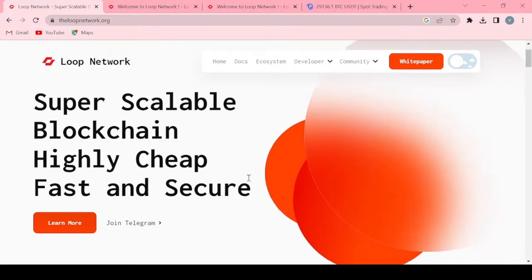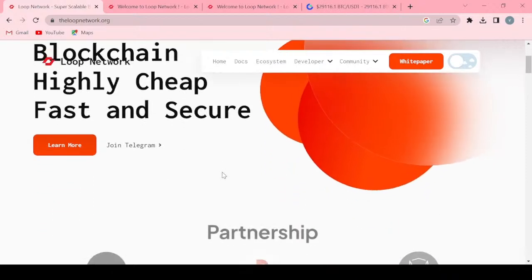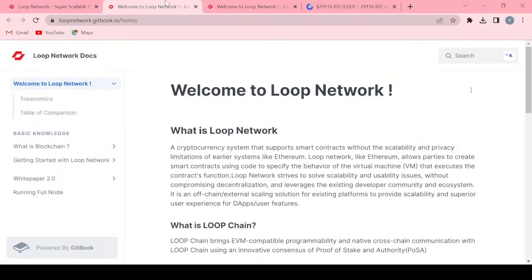This is a super scalable blockchain, which is highly cheap, fast and secure. Cheap is the word, and not everyone will like the word cheap, because the one who needs high security for their assets won't like cheap. But there is a highly cheap, fast and secure blockchain, and it is Loop Network. So yes, let's see what Loop Network actually is.